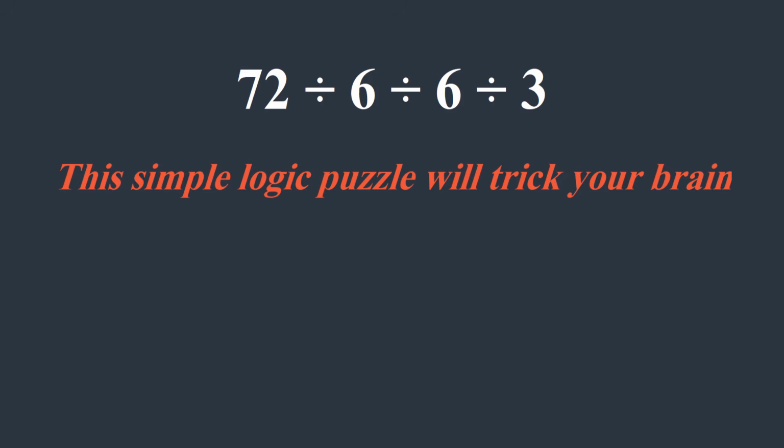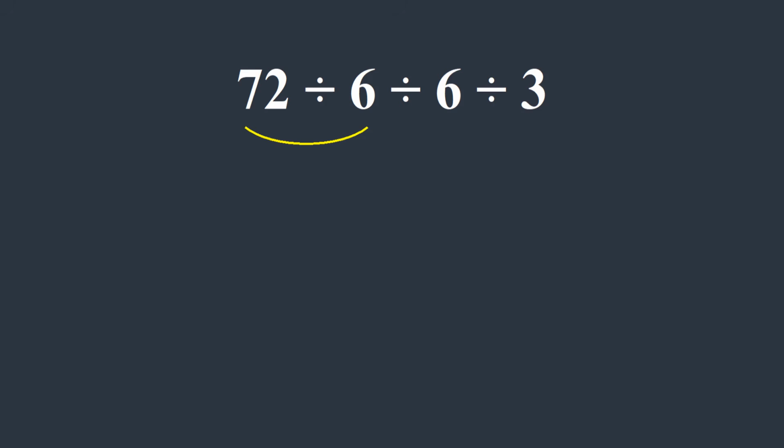On today's journey, 72 divided by 6 gives us 12, and here we have 6 divided by 3 which equals 2. So 12 divided by 2 is just 6, but this answer is not correct because according to the order of operations, when we have more than one division in an expression, we have to work from left to right.